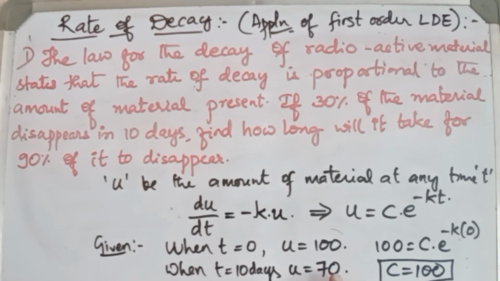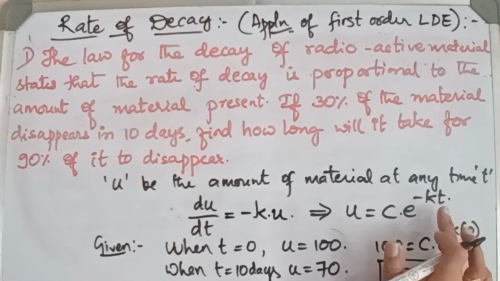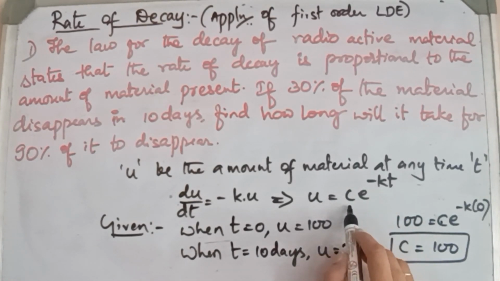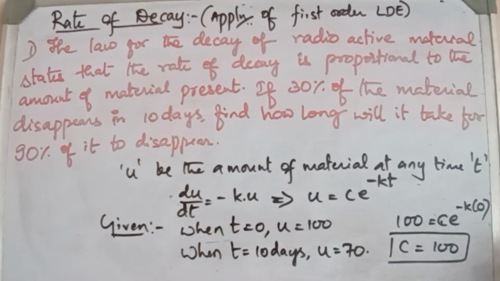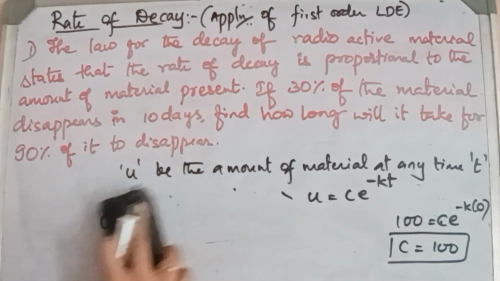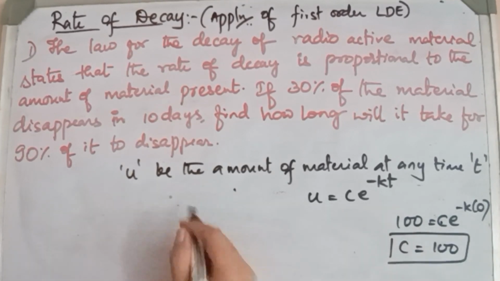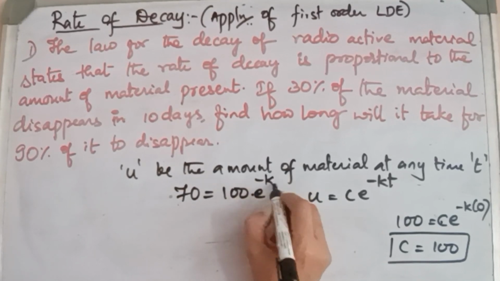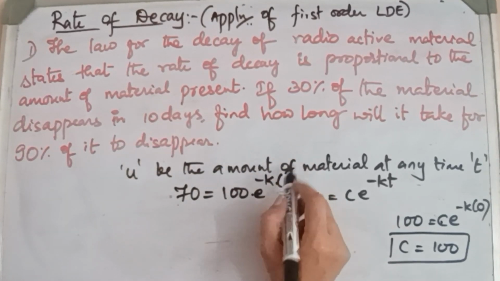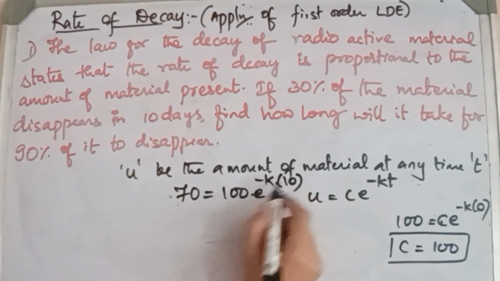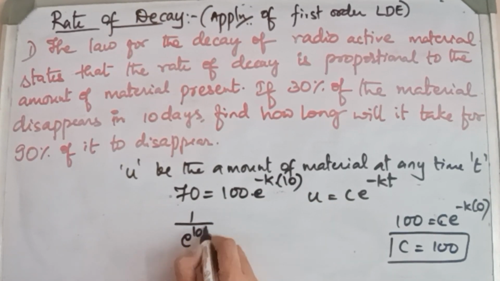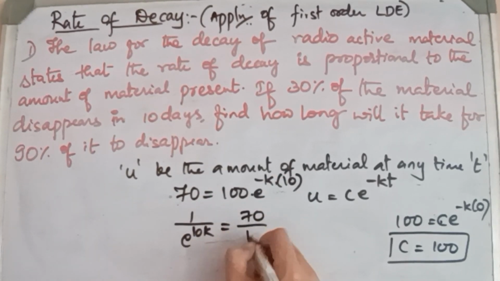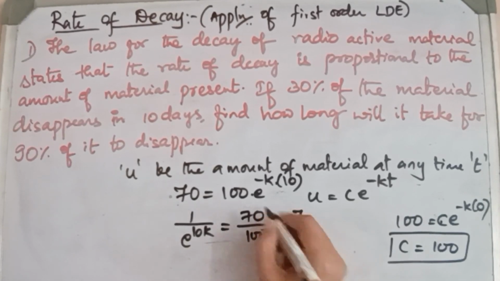Now, this condition will help you to find out the value of k. So, when u equals 70, t equals 10. Let us substitute that here in this equation. We will get u is 70 equal to c, which is 100, into e to the power minus k times t, which is 10 days. I will get 1 by e to the power 10k equal to 70 by 100.